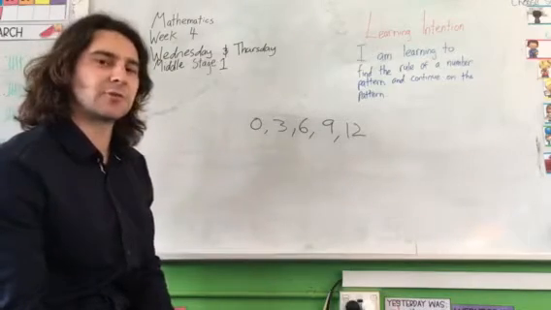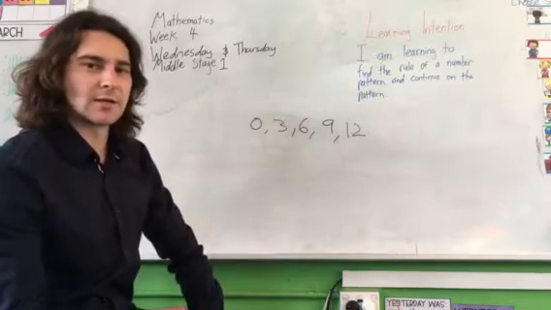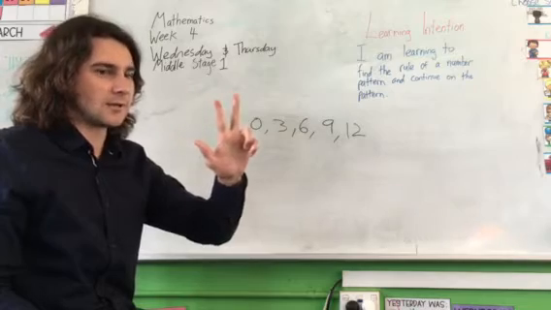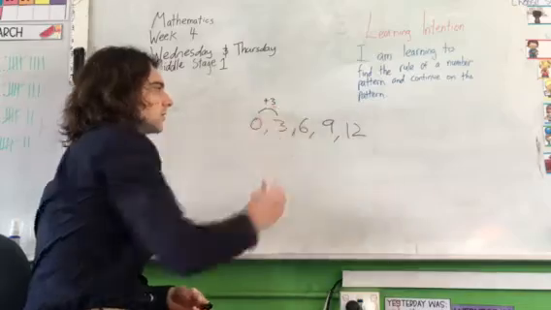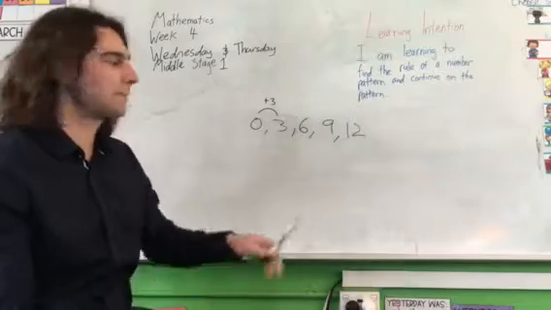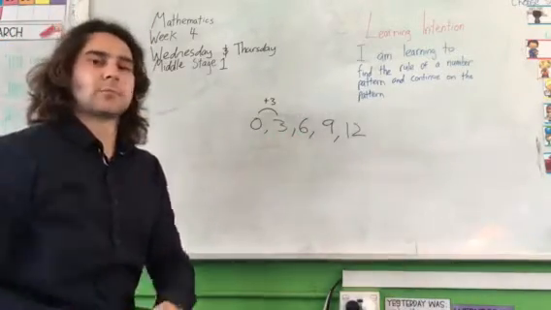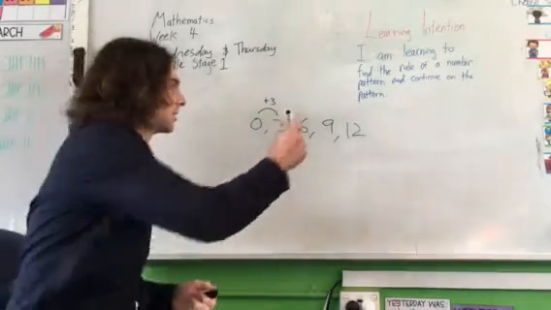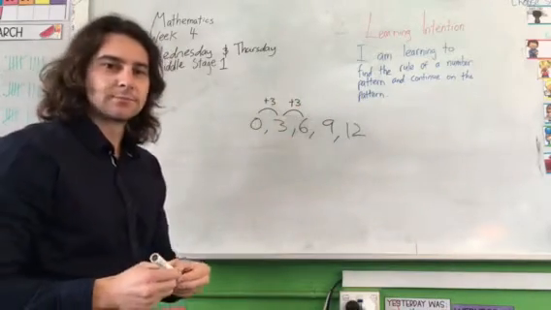I need to find the difference between the first number and the second. My first number is 0 and my second number is 3. I'm going to put 0 in my head and go 1, 2, 3. Okay, so I know the first numbers are going up by 3. Let's see if that works with the second two numbers. 3 goes in my head. 4, 5, 6. Okay, I've jumped forward by adding 3 once again.